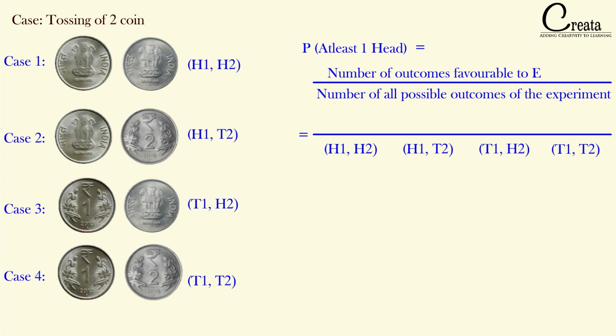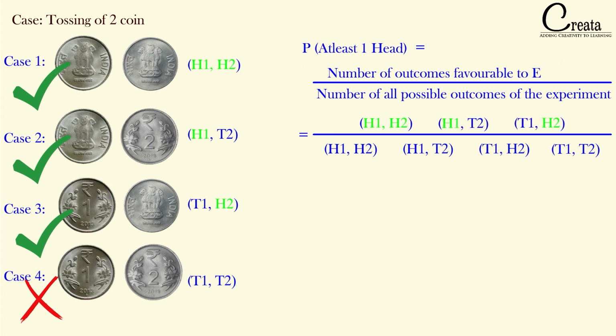And what are the favorable conditions in which we are getting at least 1 head? If you observe, we have a total of 3 cases in which we have at least 1 head. The 4th case has 2 tails, so the 4th case will not come in our favorable condition. Only the first 3 will come. So we got 3 in the numerator. Our answer is 3 by 4.